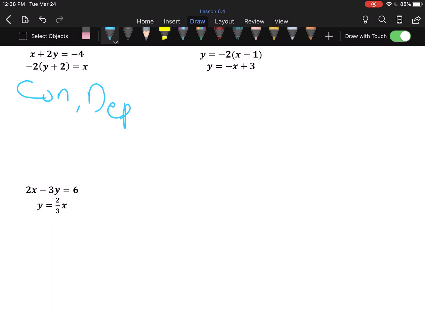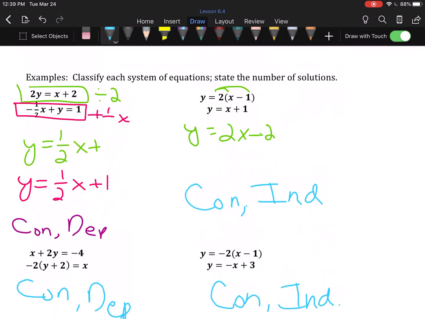So we have in the next equation y equals negative 2x plus 2 if I distribute, and y equals negative x plus 3. Well, negative 2 and negative 1 aren't the same thing. So different slopes mean they're consistent and independent because there's only one solution.